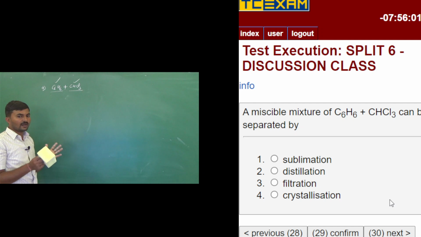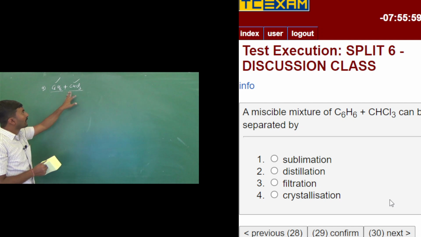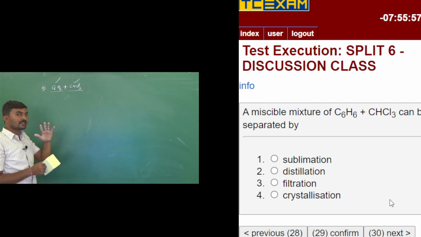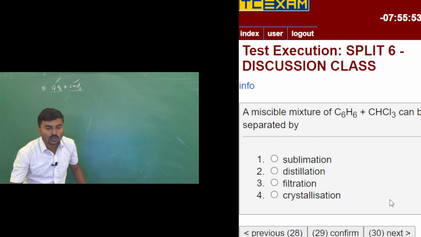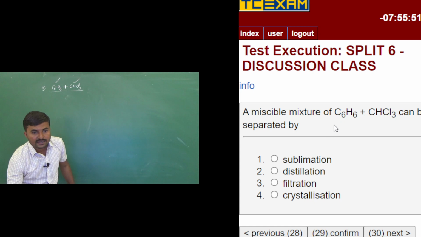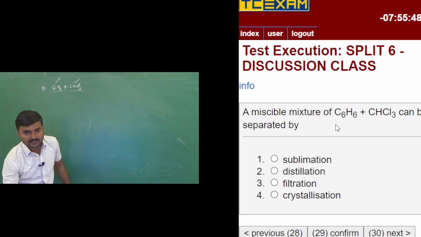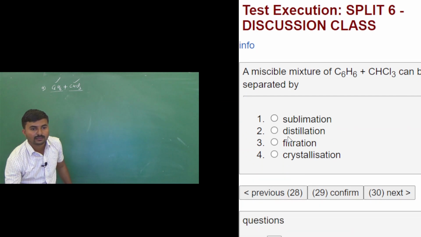In such a way they can be separated, or distilled, by the method of distillation. So a miscible mixture of C6H6 and CHCl3 with different boiling points can be separated by the method of distillation. Okay, option 2 is correct. So the next question.